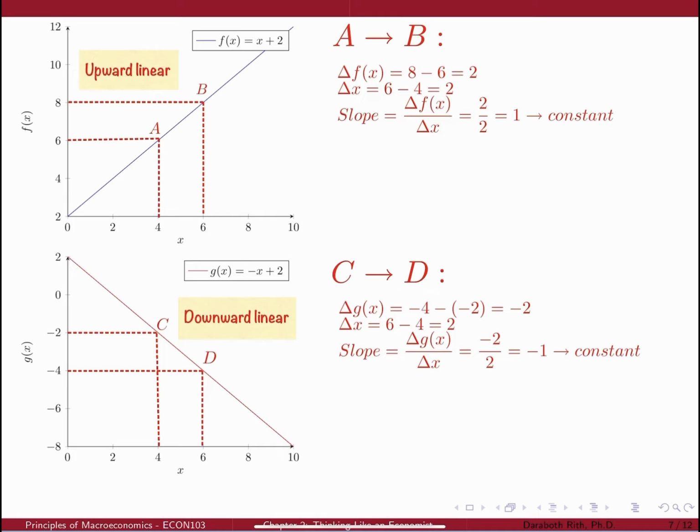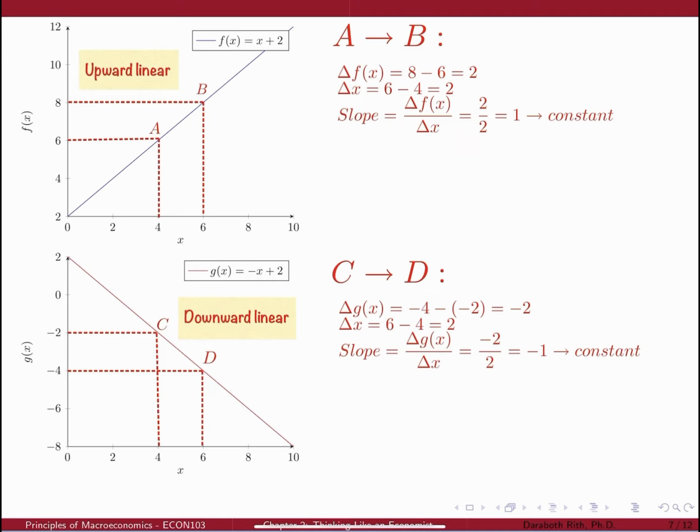Now let us consider the g(x) function in the lower graph. Look at the change from point C to point D. If you take the difference of g(x), it is negative 4 minus negative 2, so it equals negative 2. And if you take the difference of x, it is 6 minus 4 equals 2. The slope here is the difference of g(x) over the difference of x. So it is negative 2 over 2, which equals negative 1. So the slope is negative 1 and it is constant.